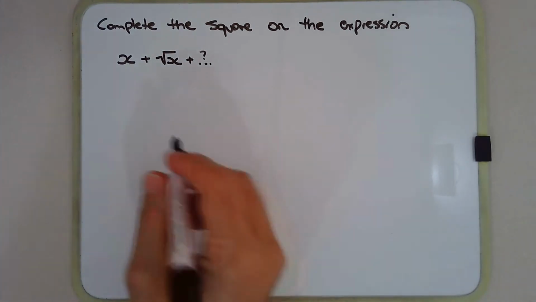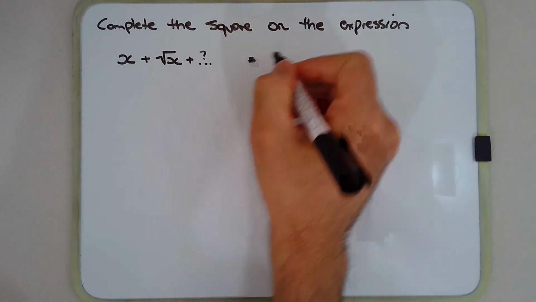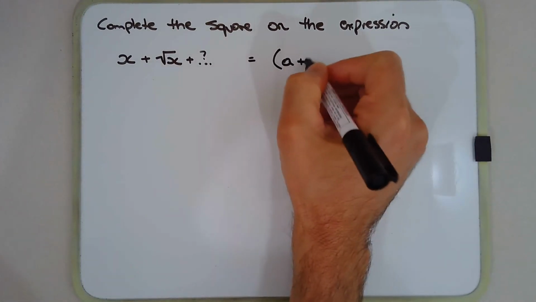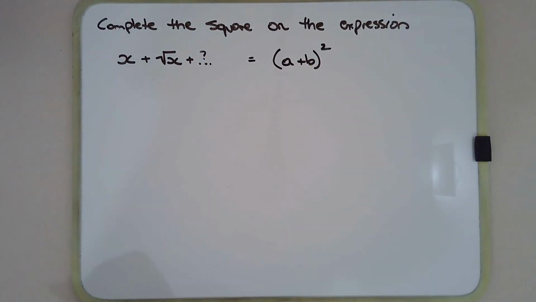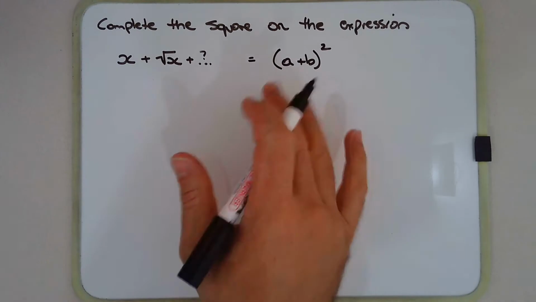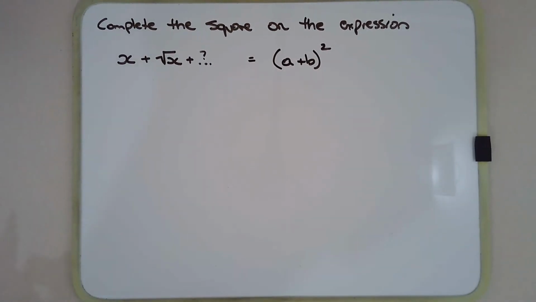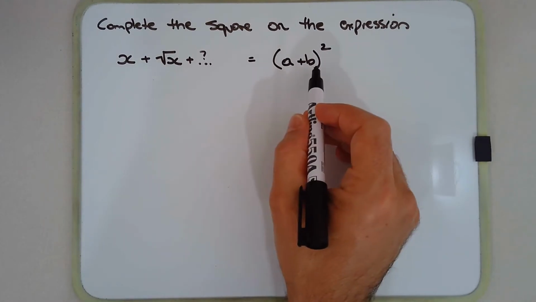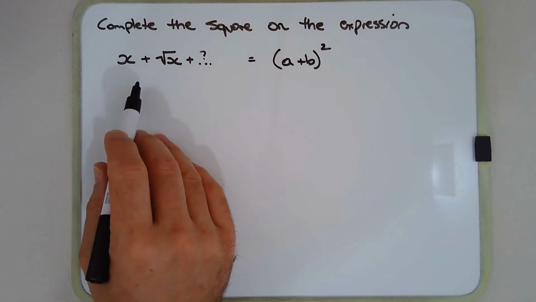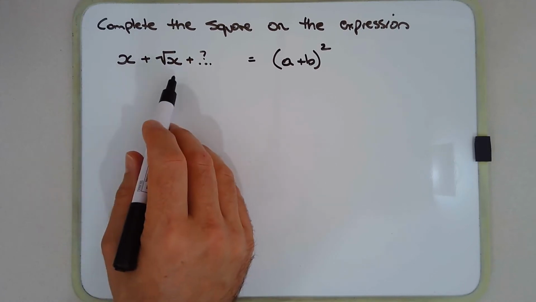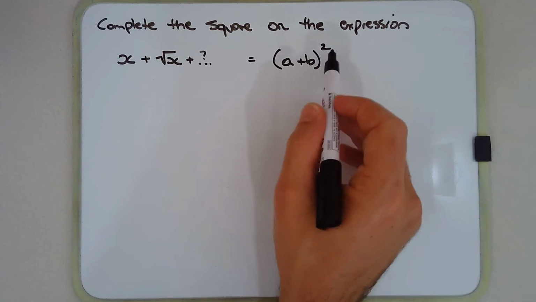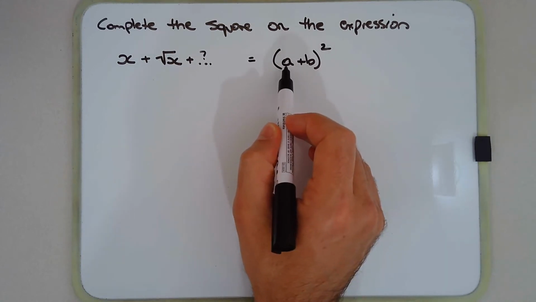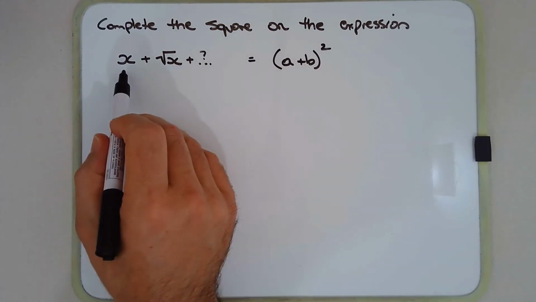Now the first thing to note is that a perfect square is really in this form, isn't it? If it's a perfect square, it can be factorized into a binomial, a plus b all squared. The thing is that we need to work out what the a is and what the b is. Now let's go back to our original expression, x plus the square root of x. I know that with perfect square expansion, a plus b all squared, when you take the first term of the binomial and you square it, you should get x.